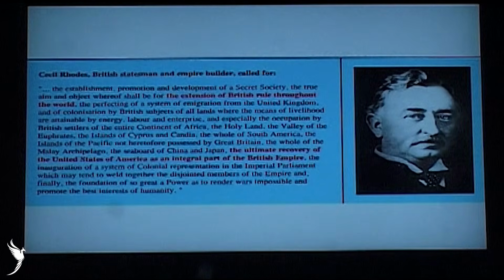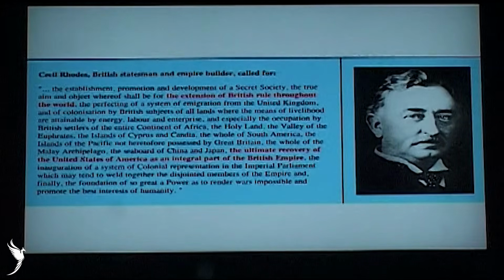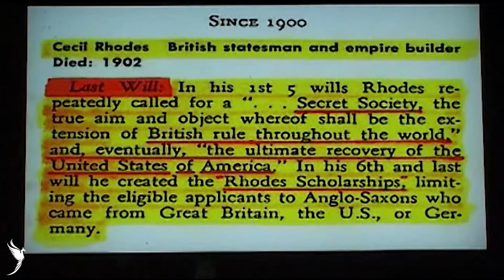Well, when we're talking about a revolution to overthrow the United States, we can't forget Cecil Rhodes, a British statesman and empire builder. He had many different wills because he was a very wealthy man. He died in 1902. In his first 5 wills, he repeatedly called for, quote, a secret society, the true aim and object whereof shall be the extension of British rule throughout the world, end quote. And eventually, quote, the ultimate recovery of the United States of America.